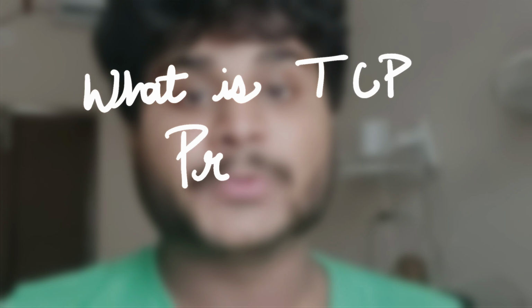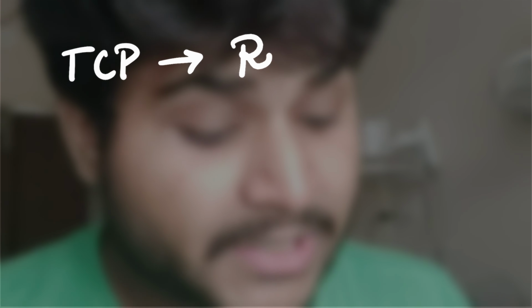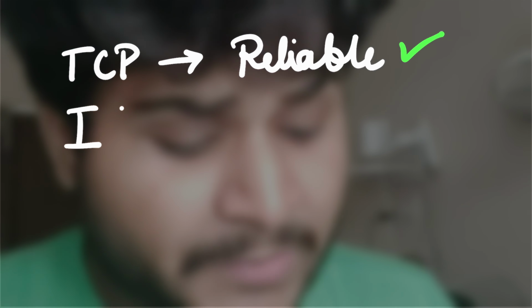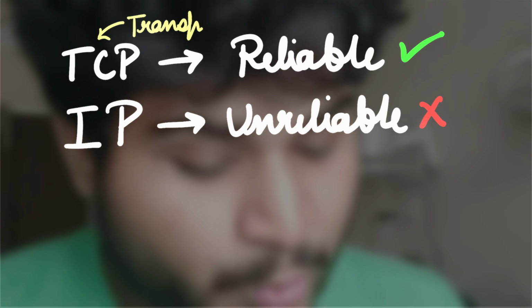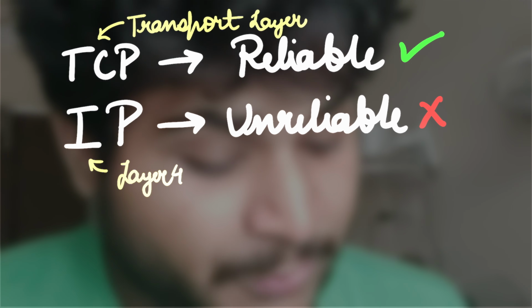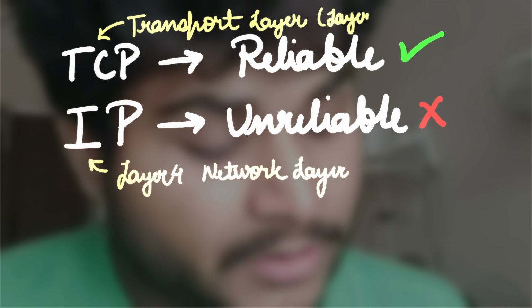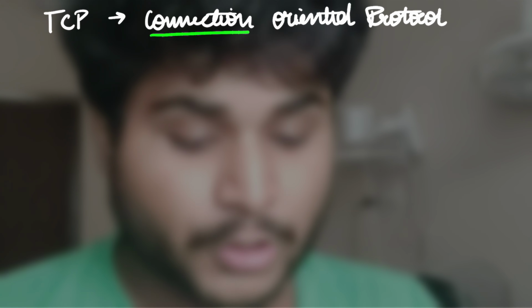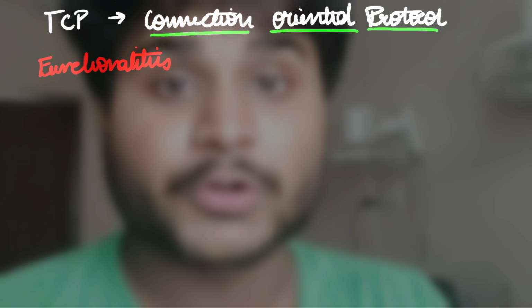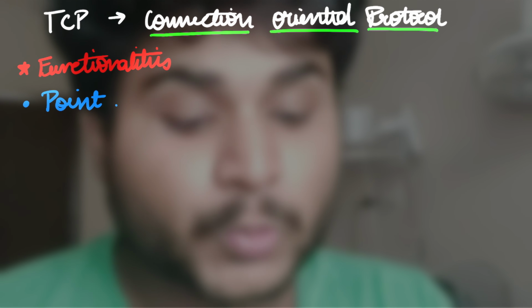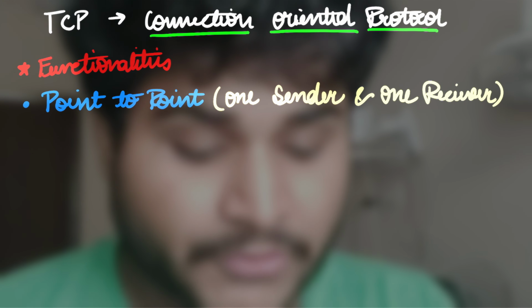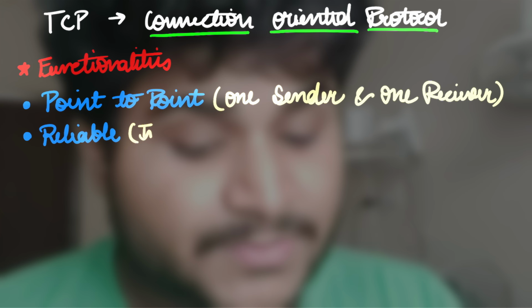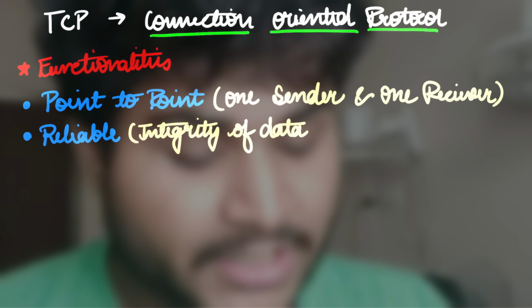What is the TCP protocol? TCP is a reliable data transfer protocol that is implemented on top of an unreliable IP end-to-end network layer. Now, this IP is Internet Protocol from Layer 3, or the network layer. Transmission Control Protocol is a connection-oriented protocol. Some of the functionalities of this protocol are: this is a point-to-point protocol. This means that there will be only one sender and only one receiver.